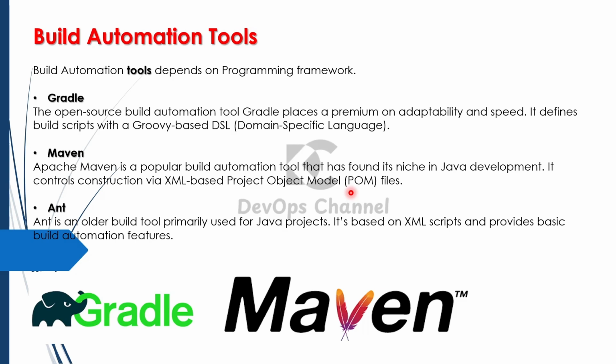Next one is Ant. It is old, but it was also popular for Java projects. Ant is a build tool primarily used for Java projects. It is based on XML scripts and provides basic build automation features. I am hoping you are clear with these three most common build automation tools.